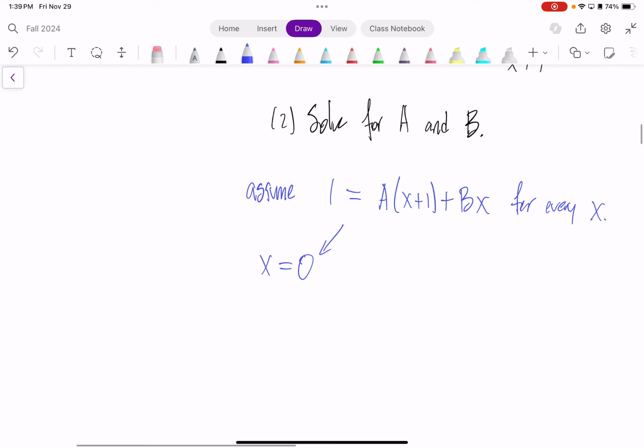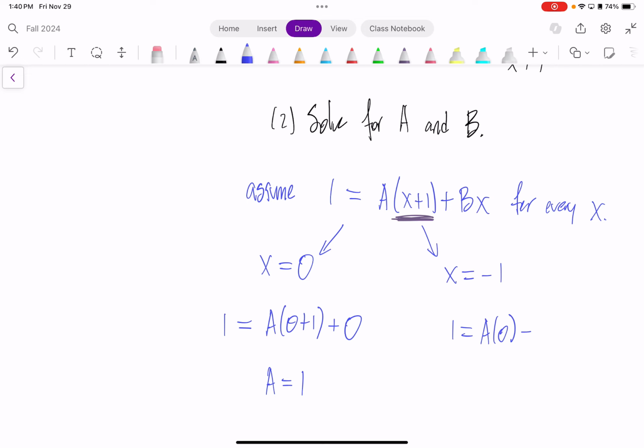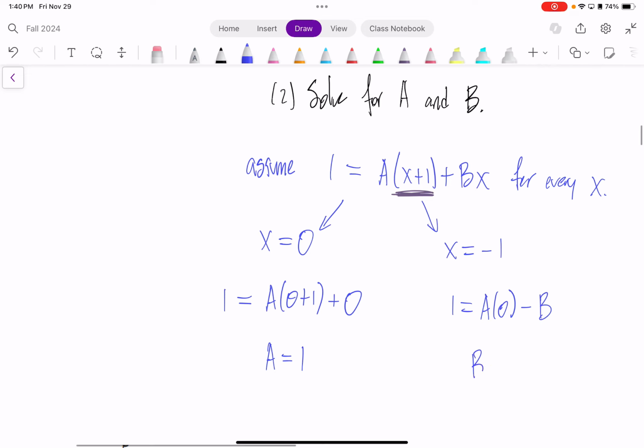So let's try setting x equal to 0, and we get that 1 is equal to a times (0 plus 1) plus 0. That means we can solve for a now. That tells us that a is equal to 1. Now, let's also solve for b. If we want to solve for b, let's eliminate the x plus 1 term. So let's set x equal to negative 1. Then our equation gives us that 1 is equal to a times 0 minus b. So b is equal to negative 1.